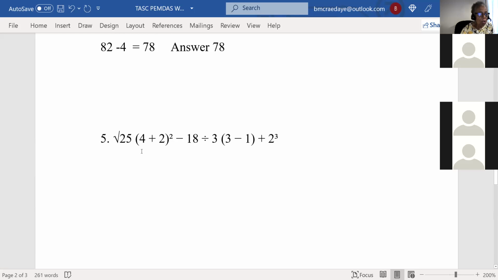And the square root is on the same level as powers, because square root is really raising the number to the 1/2 power. So that's on the same level as exponents. Okay.